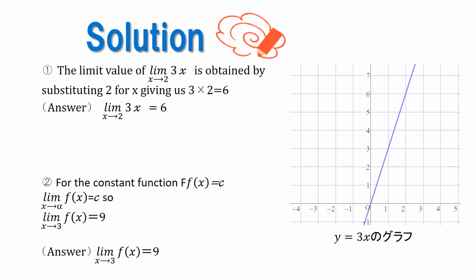Now let's check our answers. The answer to number 1 is a limit value of 6. We get this by substituting in 2 for x, giving us 3 times 2 equals 6.